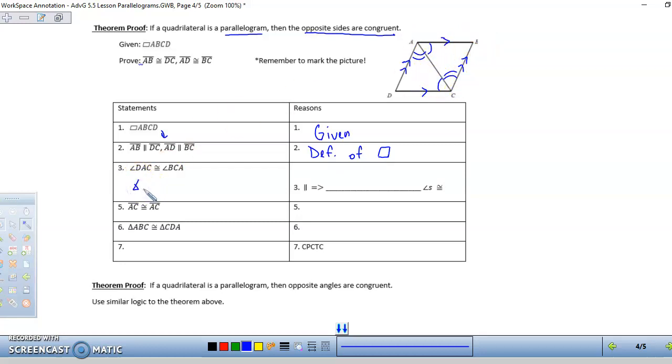So angle BAC is congruent to angle DCA. Now the reason we can do that is because we have parallels, I know that alternate interior angles are congruent. So that would be my reason. Okay, next, AC is congruent to AC. I'll mark that in the picture. And the informal way to say that is just a shared side.